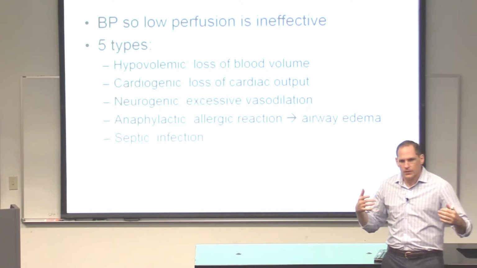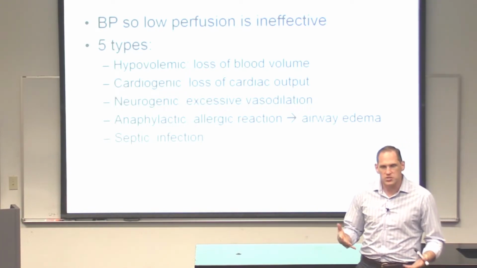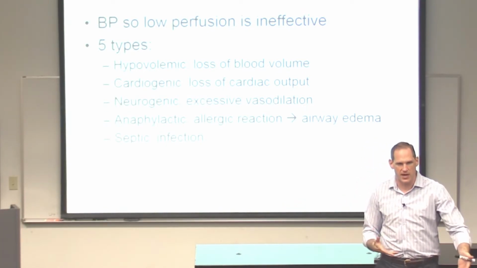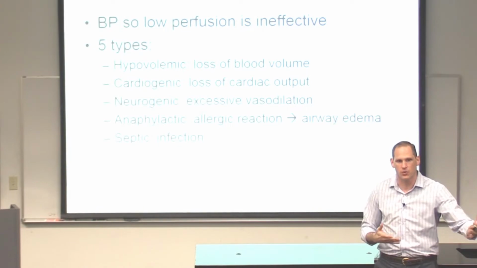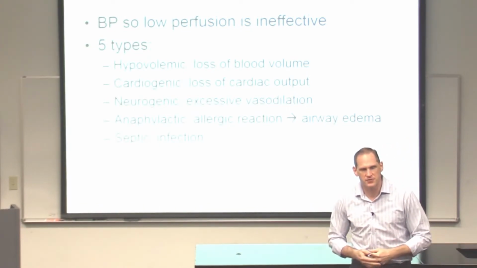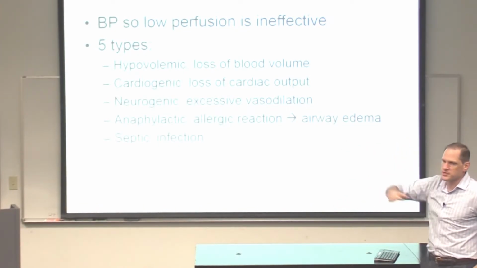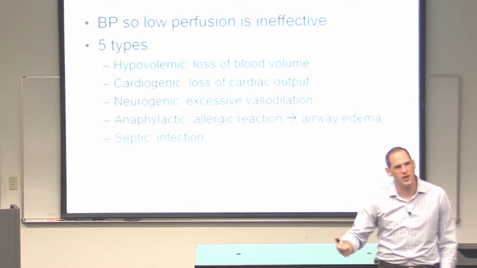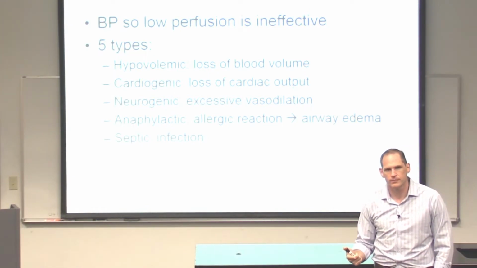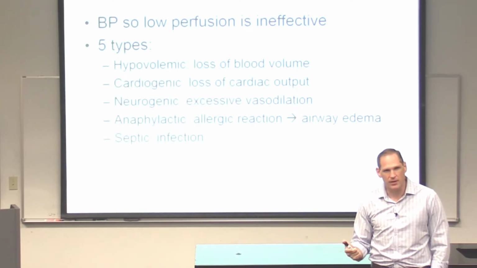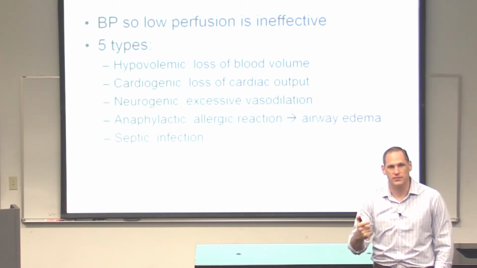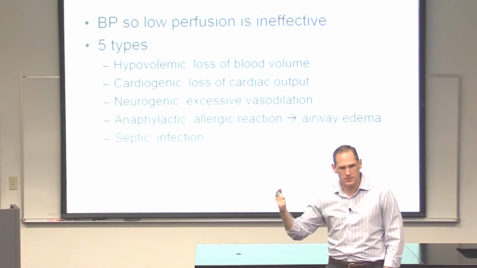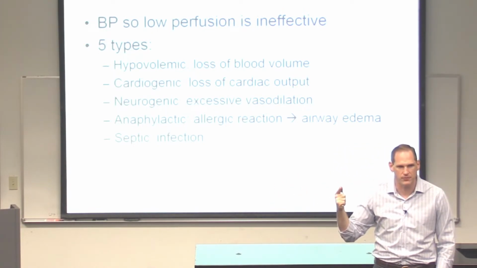Now, we also need to talk about shock. Shock is when your blood pressure is so low that you have a hard time pushing blood through the body. You're having a hard time perfusing your organs. And there are 5 subtypes of shock. The first one is called hypovolemic, which means that you don't have enough blood volume. What are some reasons why you might not have enough blood volume? Trauma causing what? Bleeding. So what's the fancy word for bleeding? Hemorrhage. So hemorrhage is one possible cause of hypovolemic shock.